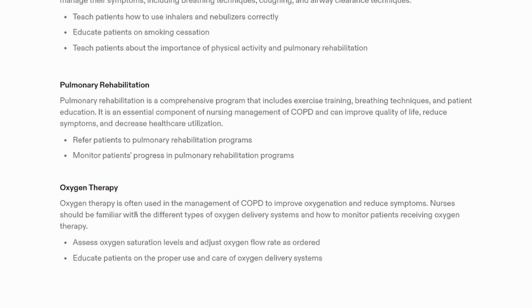Oxygen therapy. In this condition, we need to maintain and monitor the oxygen saturation levels, and the oxygen flow rate must be adjusted according to the condition. If there is a further decrease in oxygen saturation, we need to monitor it through pulse oximetry and adjust the oxygen flow rate. Finally, we need to educate the patients about the proper use and care of the oxygen delivery systems.